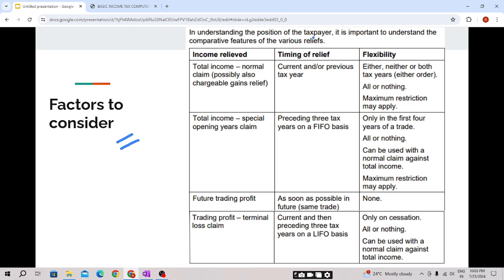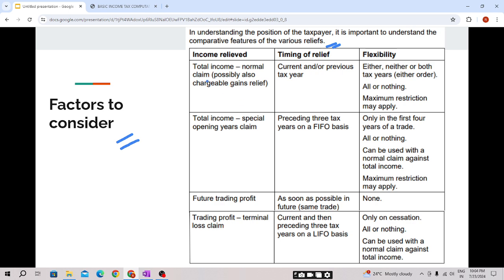In understanding the position of the taxpayer, it is important to understand the competitive features of the various reliefs. So students, we have already studied the reliefs. Now we are seeing which relief we will select first, whether we will go with the opening year or ongoing or terminal. When coming to ongoing, whether we will select carry forward, or set off against total income, or chargeable gains, or carry forward.